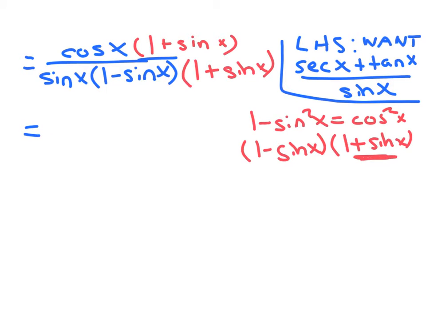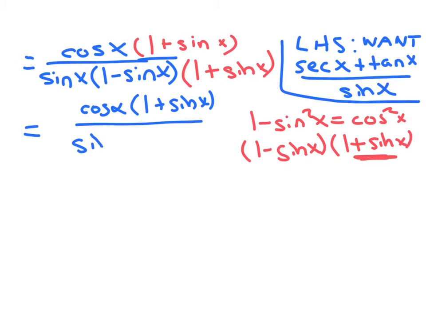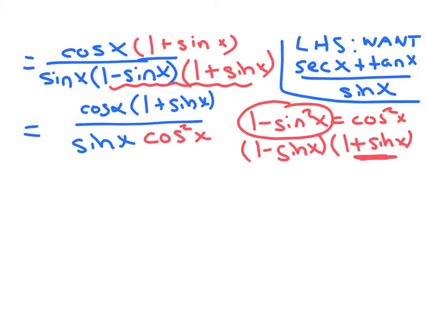Okay, so let's see, what can we do now? I'm going to leave the numerator alone. In this denominator, there's the sine x that was already there, and then this, which we know is equal to this. 1 minus sine x times 1 plus sine x is equal to 1 minus sine squared x, which is equal to cosine squared. Okay, well, and now we've got that common factor of cosine. We can reduce that. So let's see what we're looking at now.